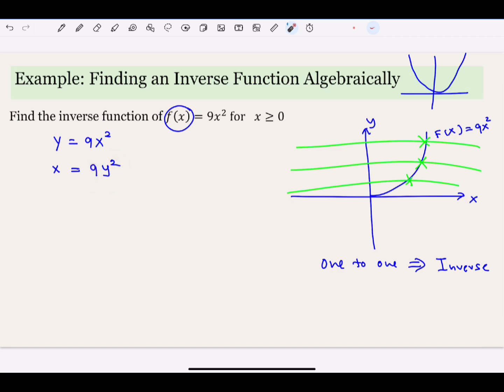So my first goal is to get rid of this 9. To get rid of that 9, I'm going to divide both sides by 9. Okay. Well, the 9's will cancel out and then you will have x over 9 equals y squared. Okay, we are almost there, but this 2 as the exponent is what's bothering us in this problem.